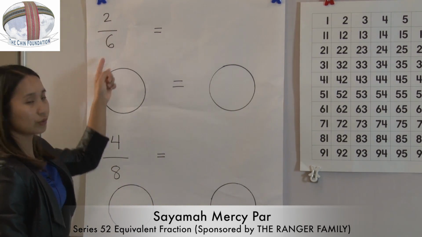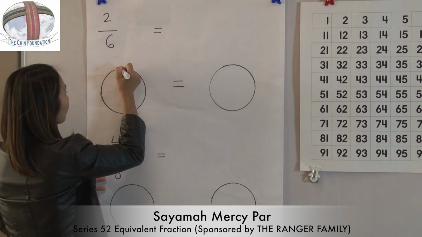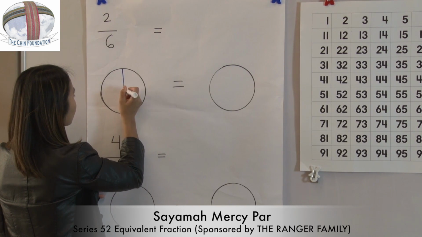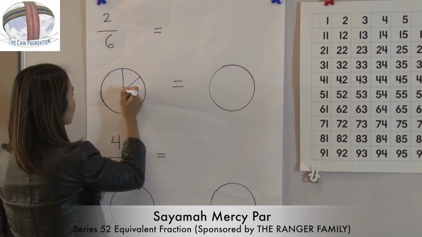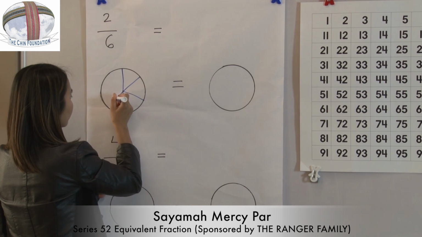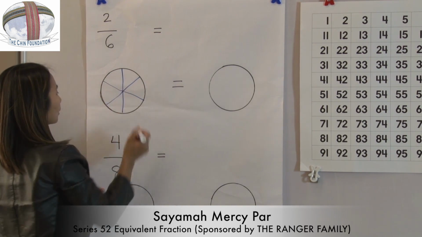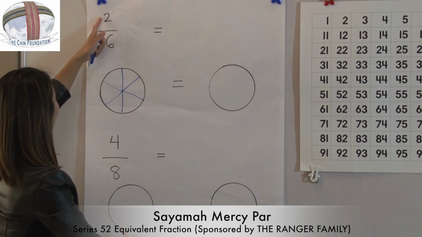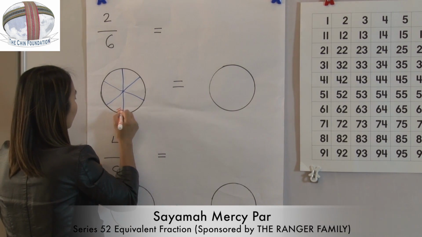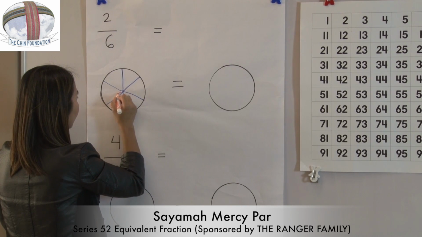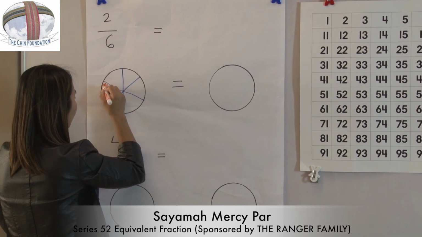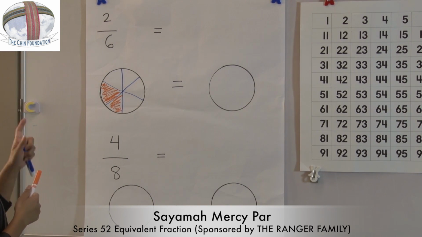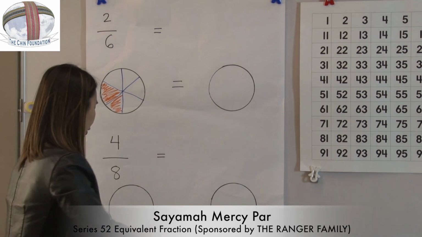This one is 2/6, okay? Let's draw first. Okay, we have to have 6 parts. 1, 2, 3. Okay, 1, 2, 3, 4, 5, 6, 6 out of 2. So I will color 2 parts. 1 part. 2 parts. Okay. So I have to think which is equal with this fraction.